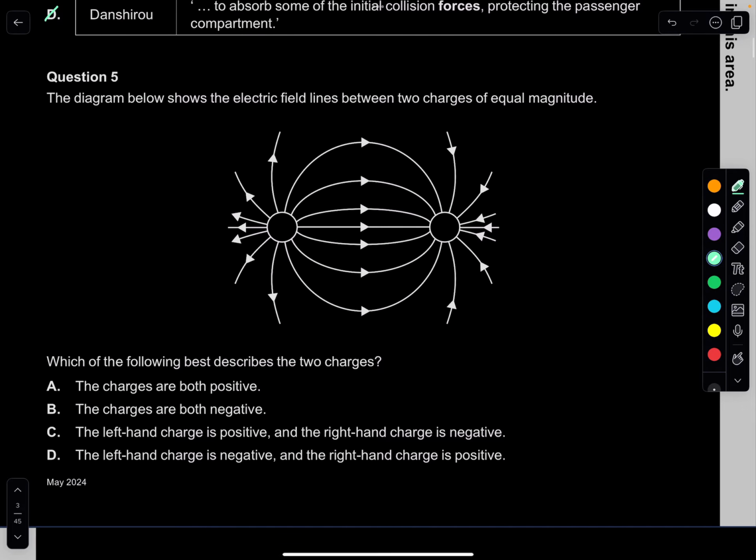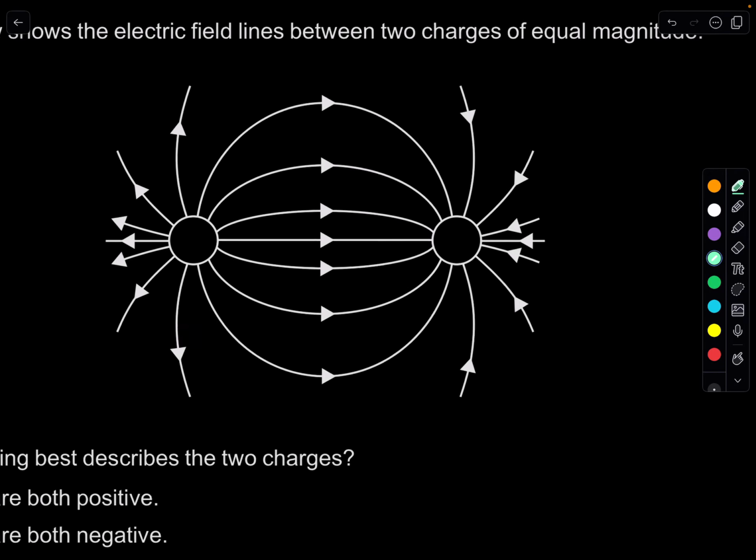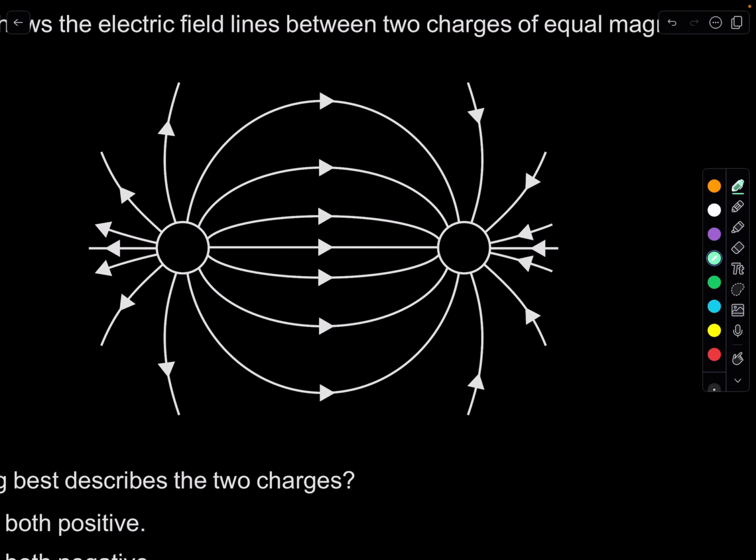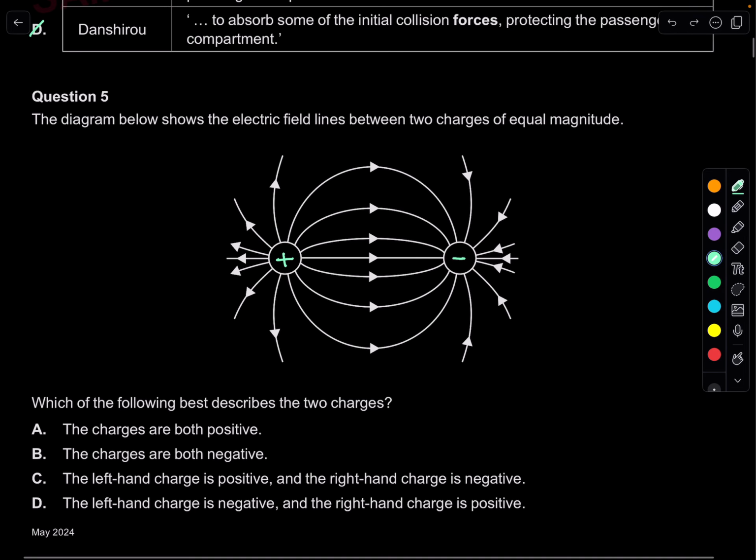Question 5. The diagram below shows the electrical field lines between two charges of equal magnitude. Which term best describes the two charges? Okay, so let's have a look at this. You can see that they're attracting, so one of them has to be positive and one has to be negative. The one that's positive, of course, the arrows come out. So this one has to be positive, you can see that these arrows are all coming out, whereas this one has to be negative because the arrows are coming in. So beautiful.